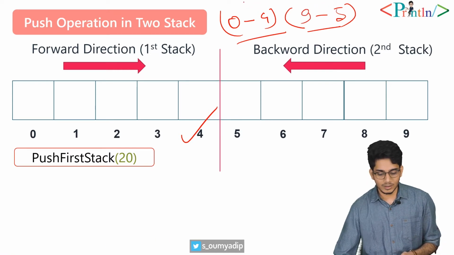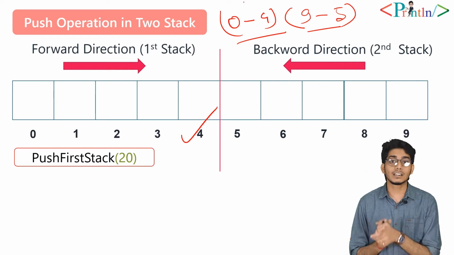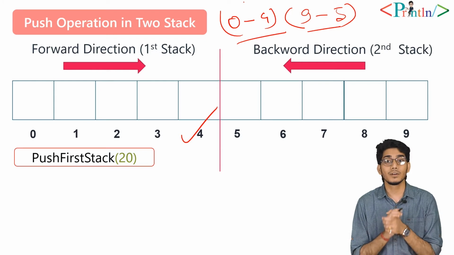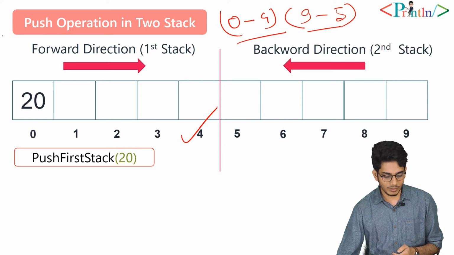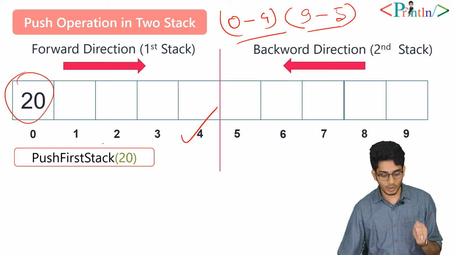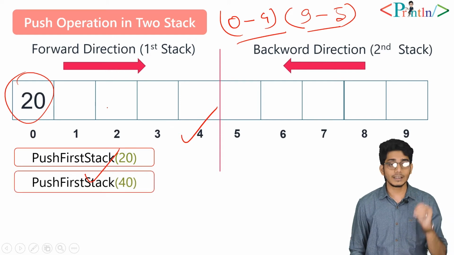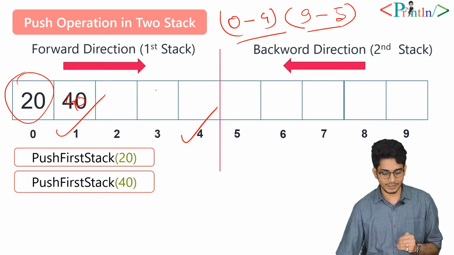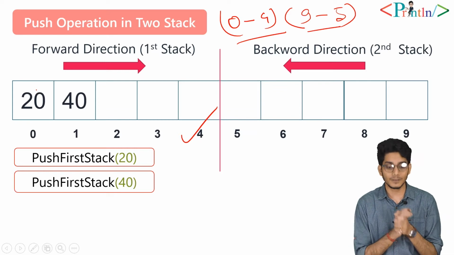Now let's say that we'll push 20. Where will it go? Pause this video and write in the comment section. If we push 20, where will it go? It will go to the 0th index because we are calling the push first stack function. If we push 40, where will it go? It will go to the first location, that is 1. So we'll get 40 over here. This is how we can push anything in the first stack.